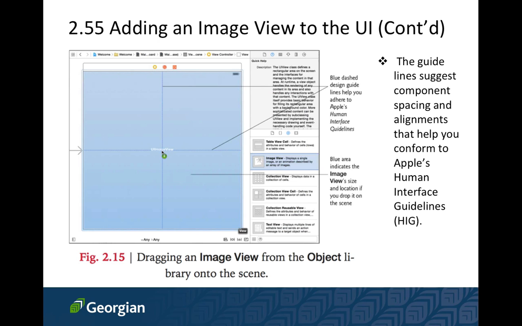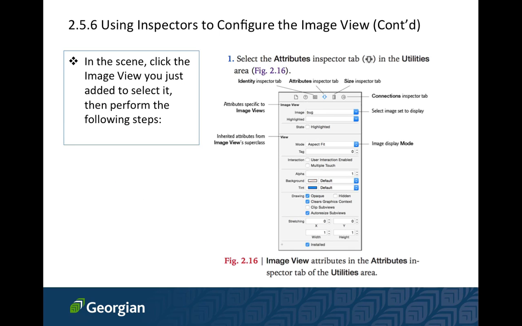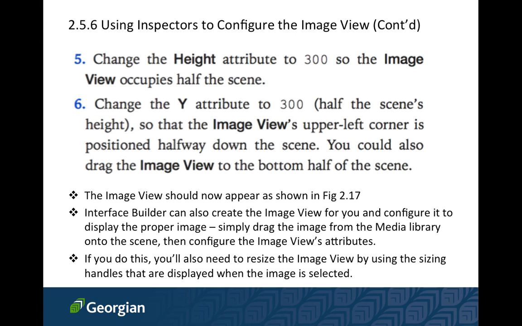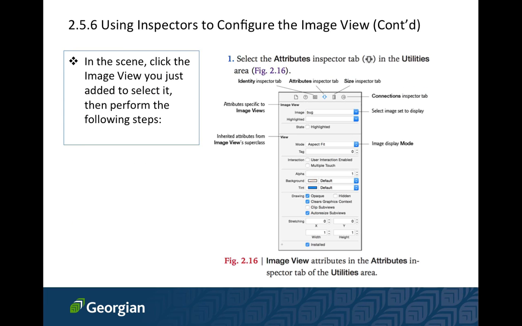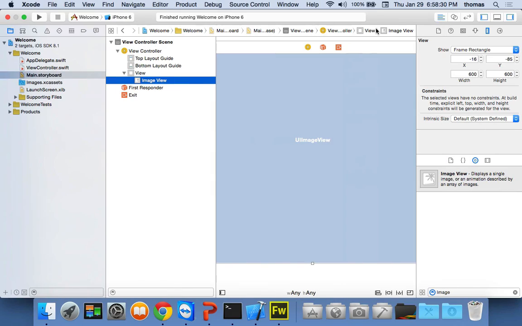So we want to drag and drop our, I'm just going to skip ahead here, here's our image view, and we'll go to step one. So we want to select the attributes in the attributes inspector here, right? And like it says, in the utilities area, which is up here, right? So here's our attributes. This is our size inspector. This is our attributes inspector.